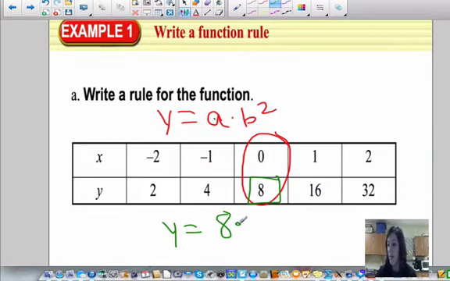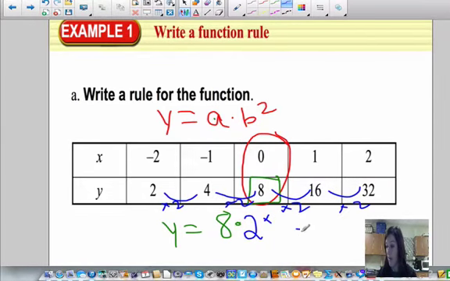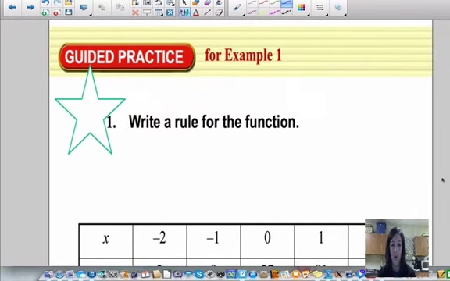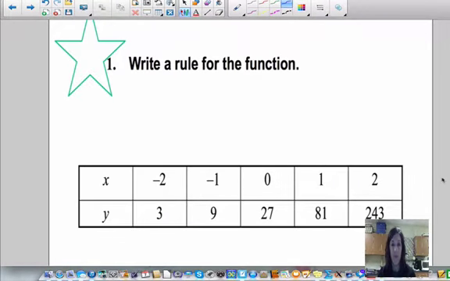Now b is the value that I'm multiplying by every time with my y. So 4 times 2 is 8. 8 times 2 is 16. 16 times 2. So that would be b equals 2, and then an exponent of x. So simplify, y equals 8 times 2 to the xth power would be that exponential function. So go ahead and try to write a rule for this function.